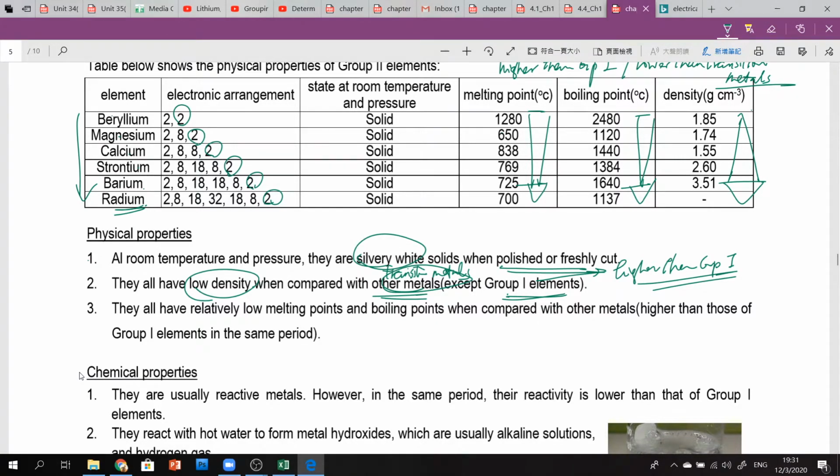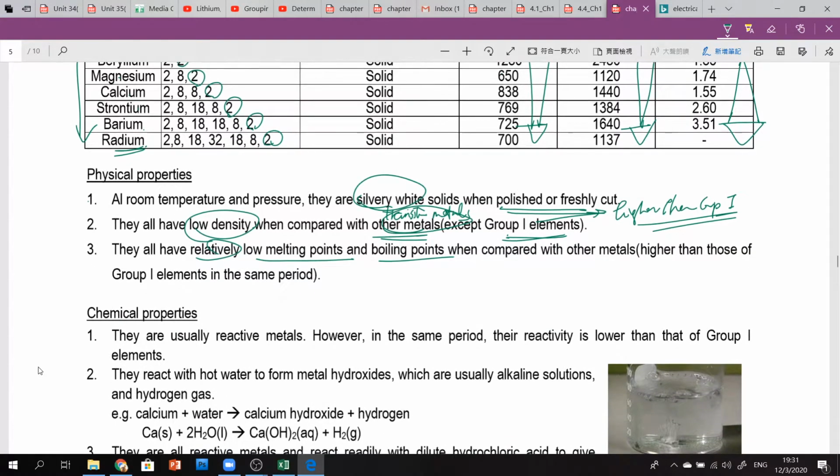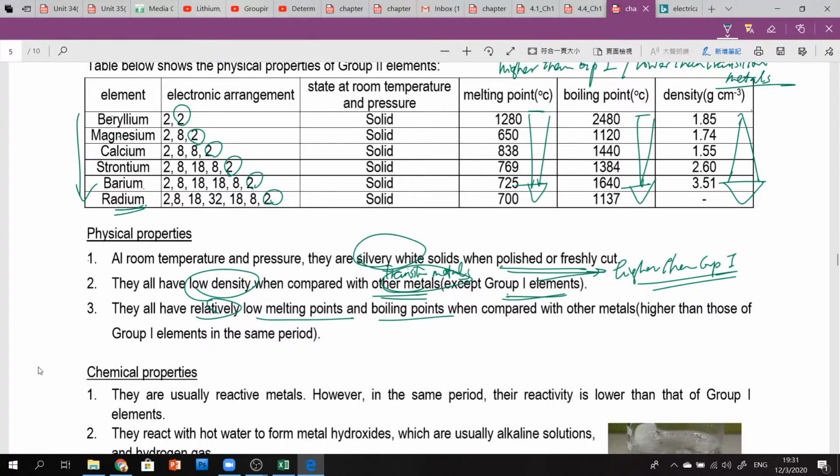Okay, higher than group 1. So they all have relatively low melting points and boiling points, while the trend is decreasing down the group. But generally they will be higher than group 1 elements. So that's why if you have a magnesium strip, you can hold it in your hand, right? But you cannot hold sodium, because of reactivity. Magnesium is harder than sodium. Sodium can be cut with a knife. The texture of magnesium is very similar to commonly used metals.